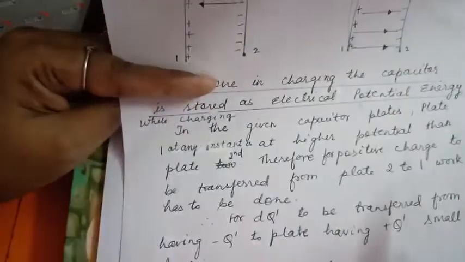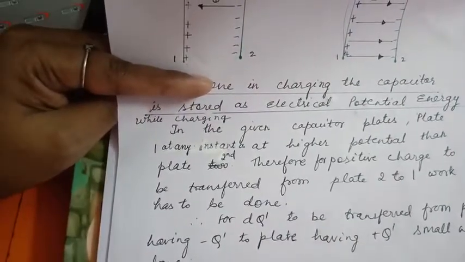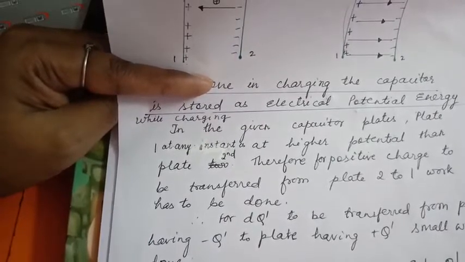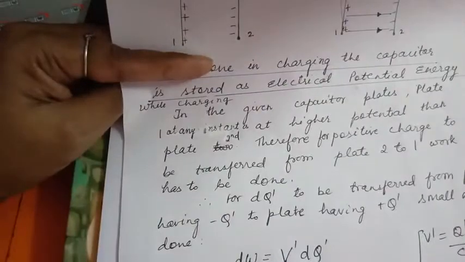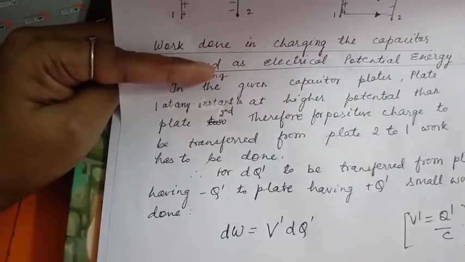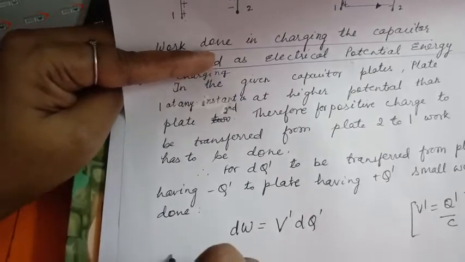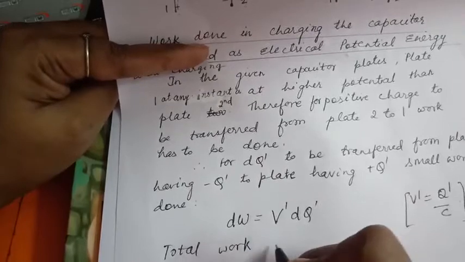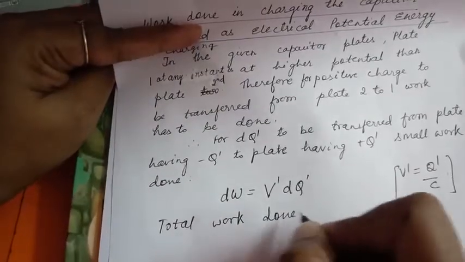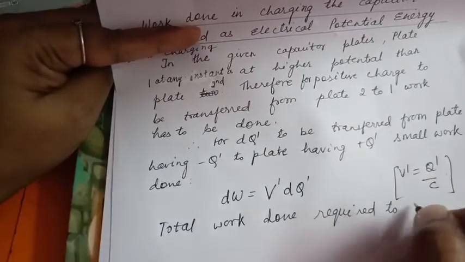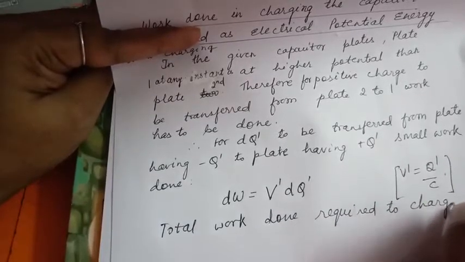What is the formula for potential? It is V dash is equal to Q dash upon C. This is a small amount of work done. Therefore, the total work done required to charge it will be how much?